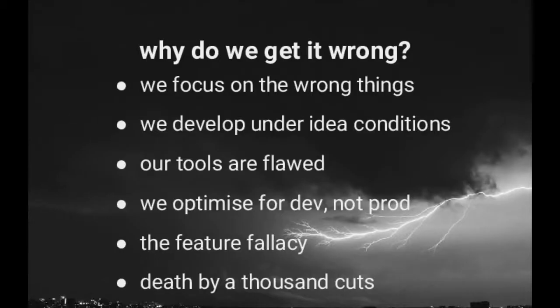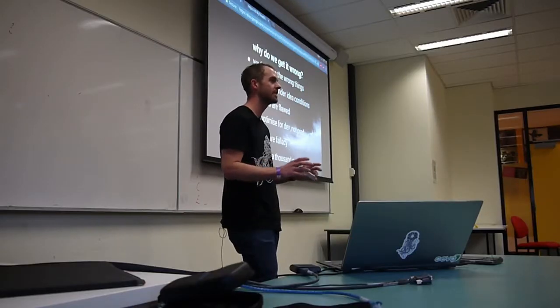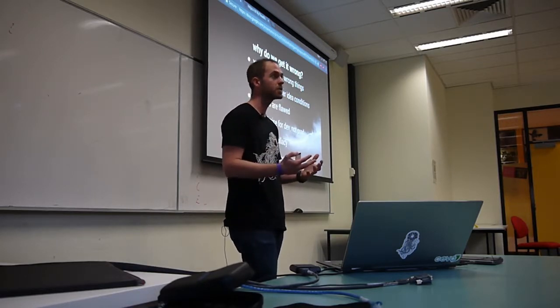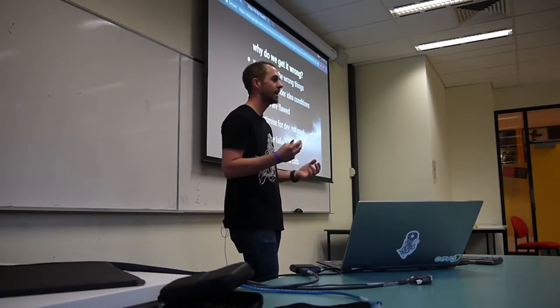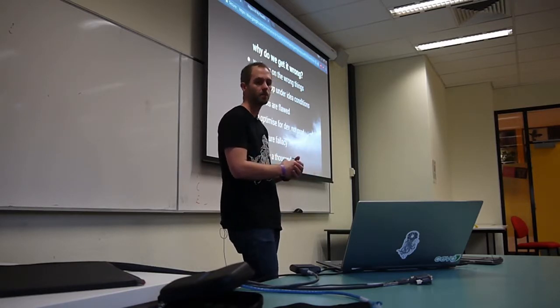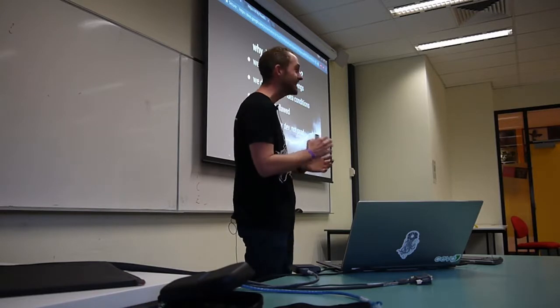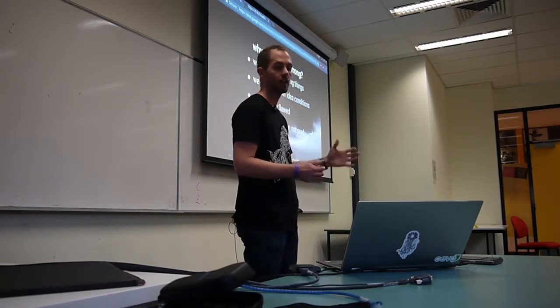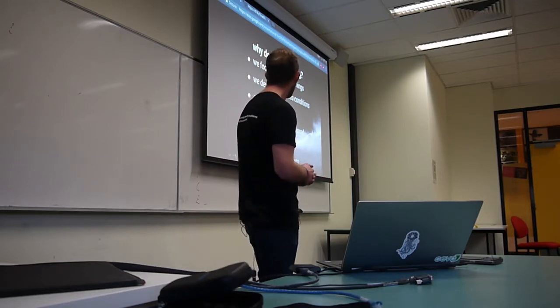Why do we get it wrong? We focus on the wrong things. I think this is getting better. In the early days of web performance, the vast majority of our time was spent trying to get things fast on the server. This is because that's where we had the best tools. We could really easily see the server performance. Measuring real users was much harder. Turns out that 80 to 90% of the time it takes to load a website is on the client side rather than on the server.